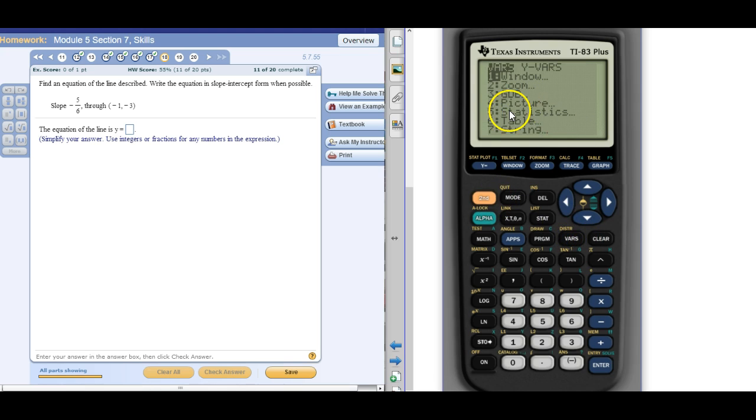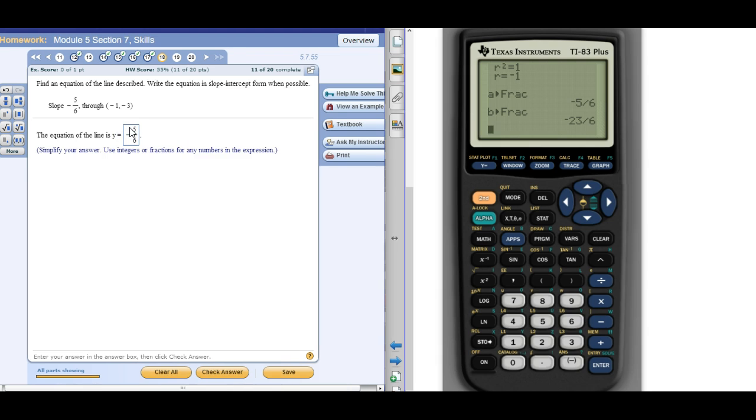Vars, statistics, equation. All right, we got an equation from regression, and then b is option 3, and then change it to a fraction, math 1. All right. The other option that you have, so there's our answer. -5/6 is the a term, so that's what's times x. And then -23/6.